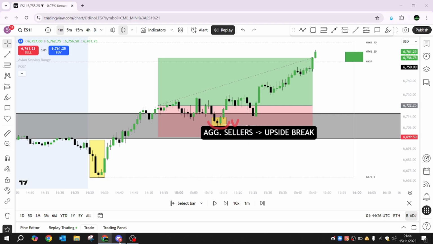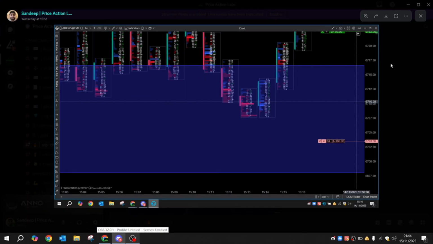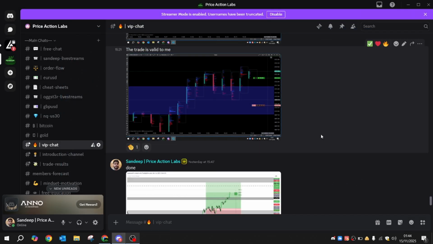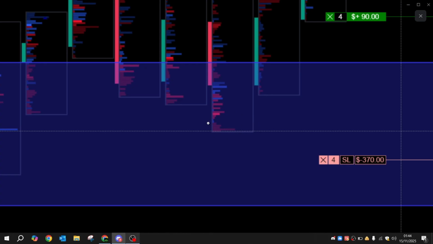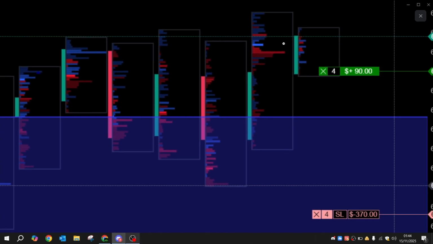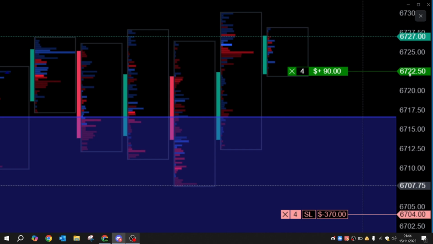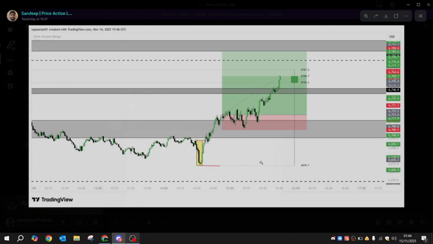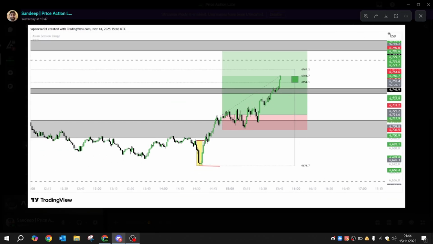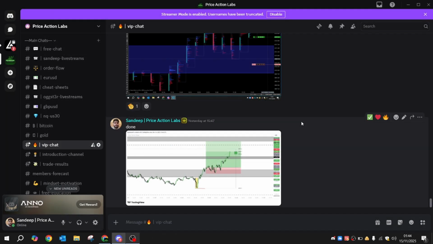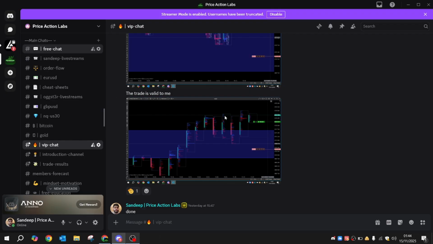This trade was around 1.5R, not the highest R multiple because of this choppiness. I didn't really like the price action, but again, key level entry, order flow. You're seeing aggressive sellers, and we see constant breaks to the upside. Entry at 67.22, stop loss at 67.04, eventually trailed it up to here, and let the trade run up to this area, the next key level, the next 15-minute fair value gap. So that was Friday's trade.